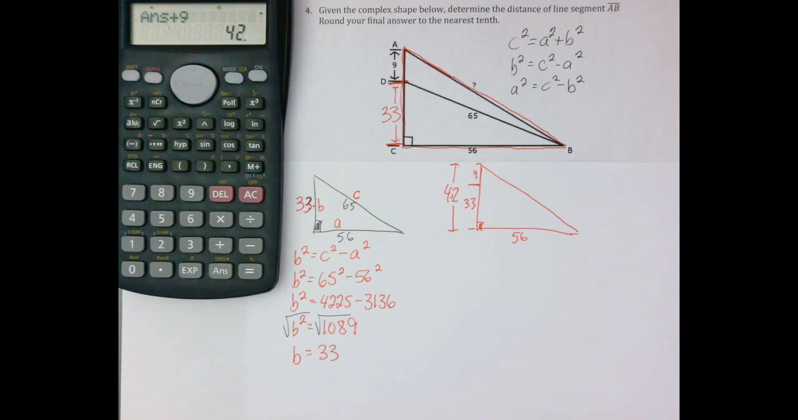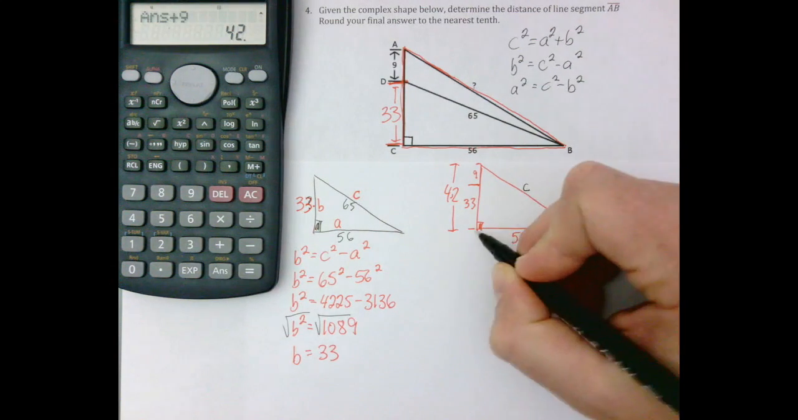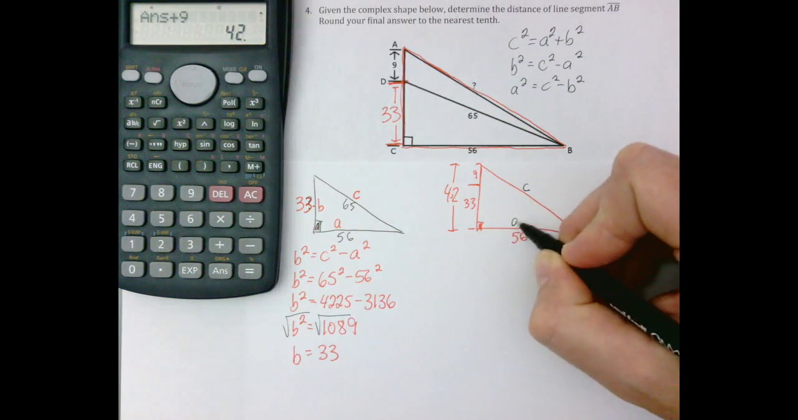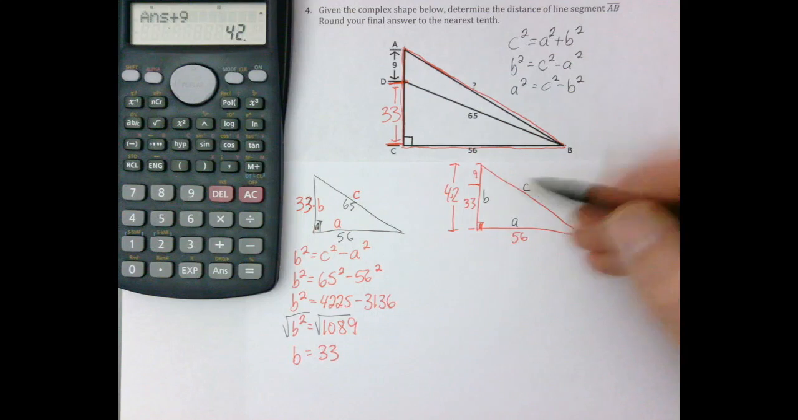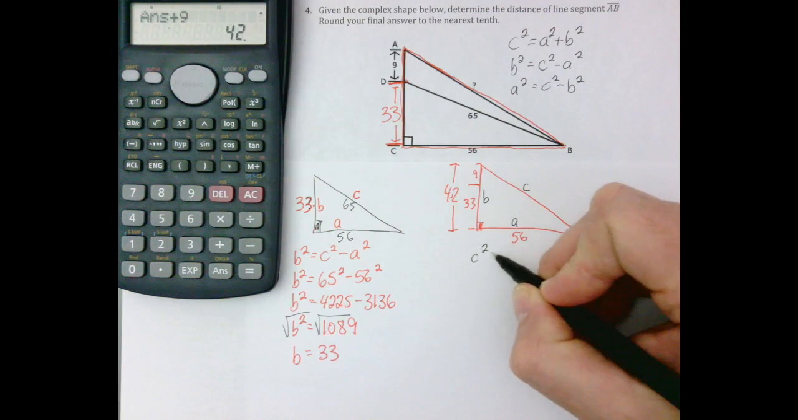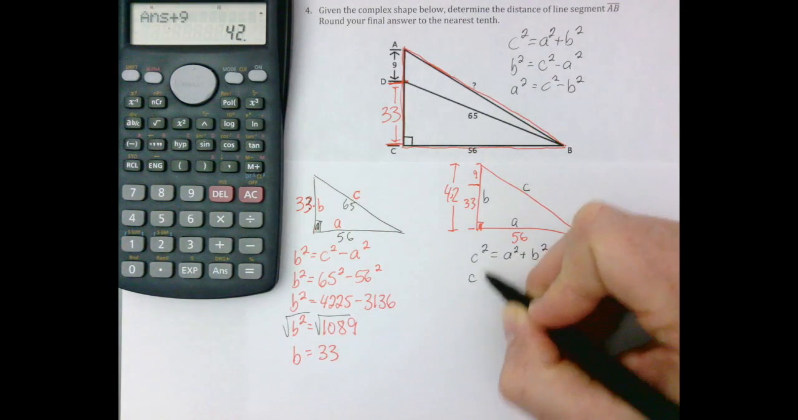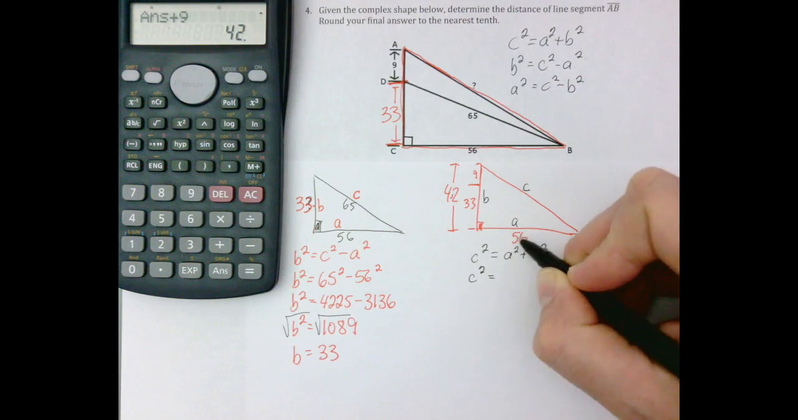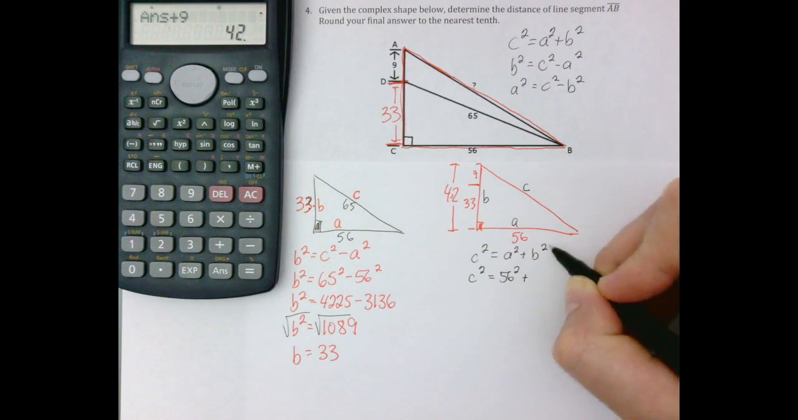I can find that third side using Pythagoras. So over here I'm going to label my triangle with side C, my hypotenuse, across from the 90-degree angle as always. Sides A and B can go anywhere I want them to. Since I'm trying to solve for C, I'm going to write out c squared equals a squared plus b squared and fill in the numbers that I know. So c squared, a is 56, so c squared equals 56 squared plus b squared.